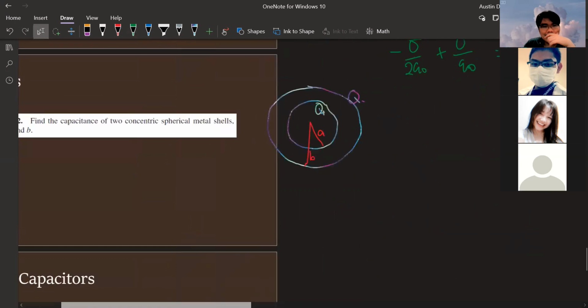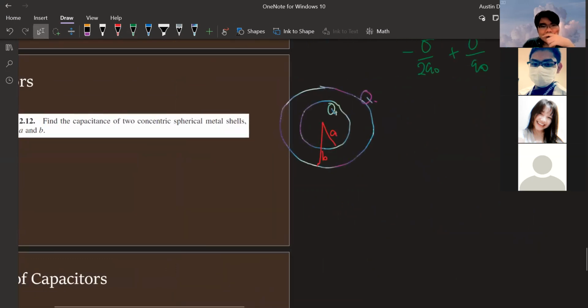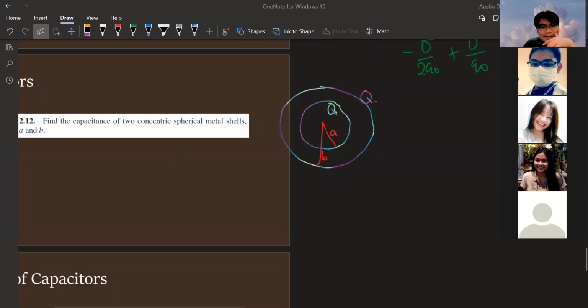Okay, so going back, si Elijah, are you there, Elijah? Hello, sir. Ano yung field inside here? Sa inside po, yung pinaka-inside po, zero din daw, sabi. Okay, 0 din. Bakit?